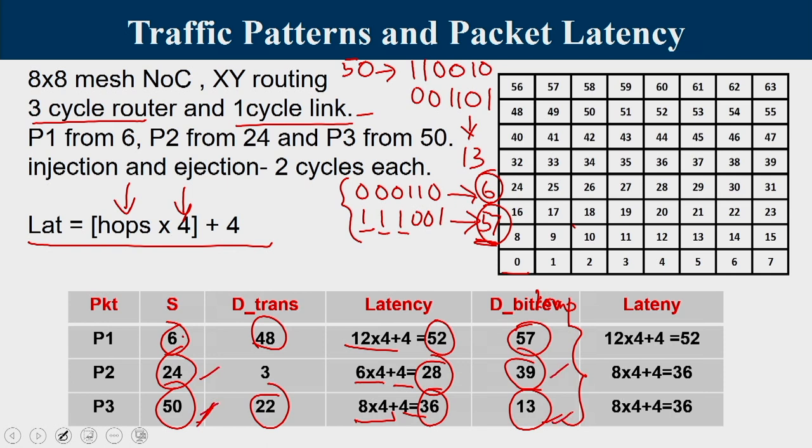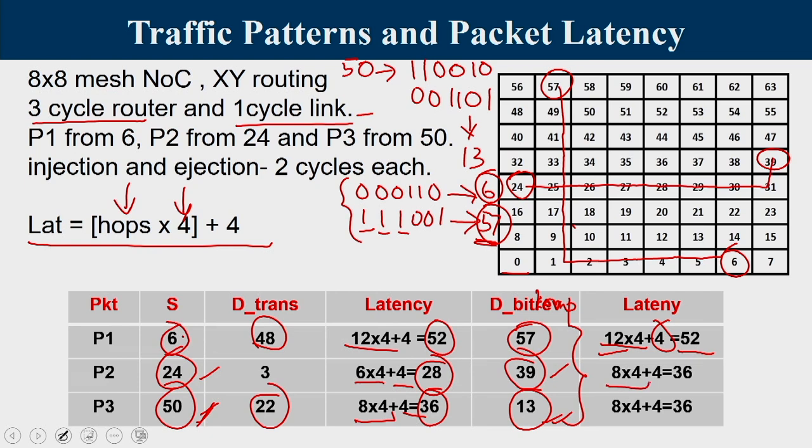Now from 6 to 57, there are 12 hops. You can see that from 6 all the way to 57, as per X-Y routing, it is going like this: 1, 2, 3, 4, 5, 6, 7, 8, 9, 10, 11, 12. So 12 hops, 12 times 4 plus 4, that is for injection and ejection, gives you 52 cycles. Now coming to the second one, from 24 to reach 39. So this is 24 and I have to reach 39. So 1, 2, 3, 4, 5, 6, 7, 8.